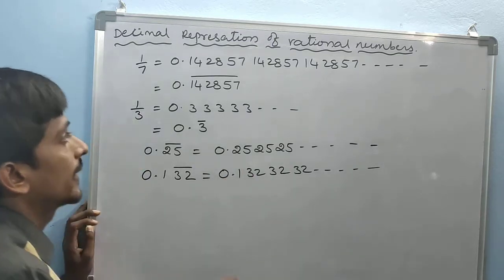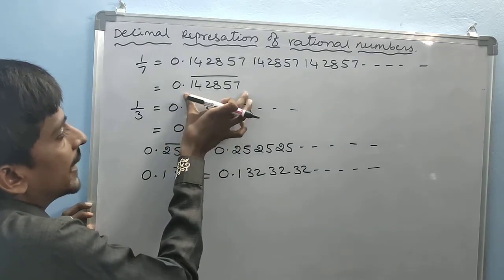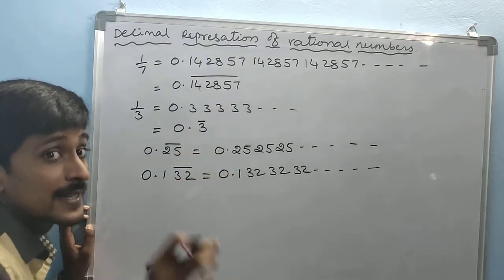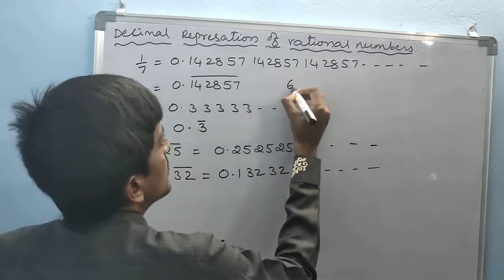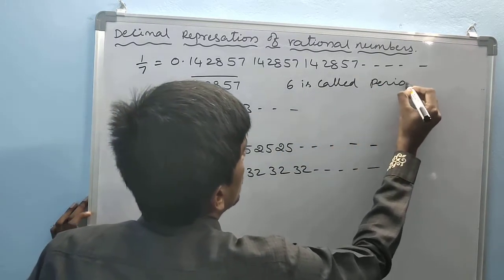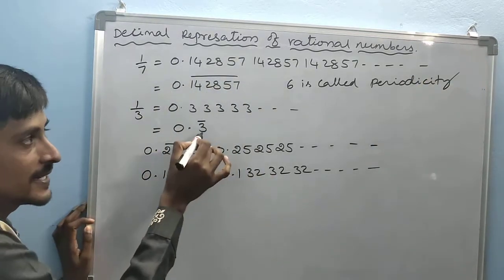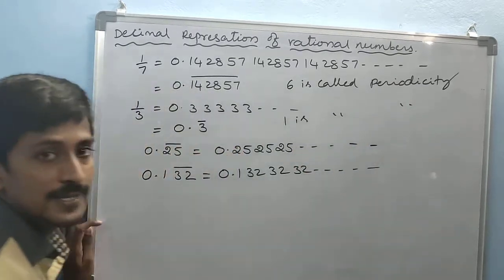Here, how many digits are repeating? 6 digits. 6 is called periodicity. In the next example, how many digits are repeating? Here only 1 digit is repeating. 1 is called periodicity.